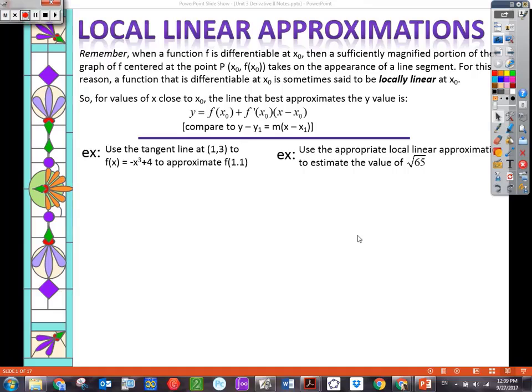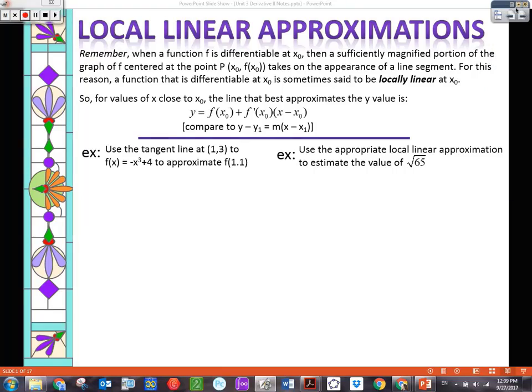Okay guys, let's take a look at today's lesson. We're looking at local linear approximations. Now, this is actually a really big deal. Later on as the year goes on, many students forget about this completely, and it pops up all the time.